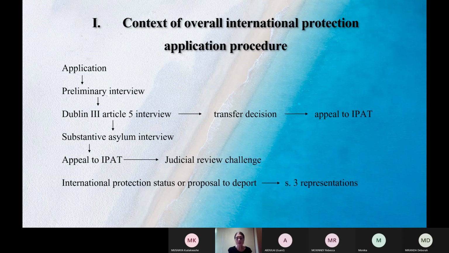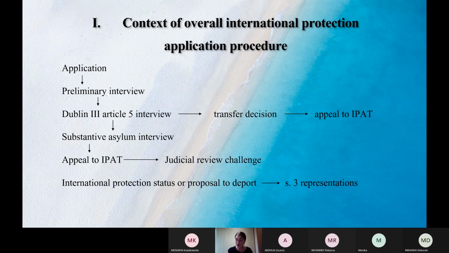Generally, I have a paper, and hopefully that will be distributed, and it has a nicer colorful image of the procedure. This is just what I could do by myself on a PowerPoint presentation. So first of all, somebody arrives at a country, Ireland, and applies for international protection. That is colloquially asylum. You apply for asylum. It's just known as international protection legally. You have a preliminary interview. That could be at the airport or it could be at the International Protection Office.